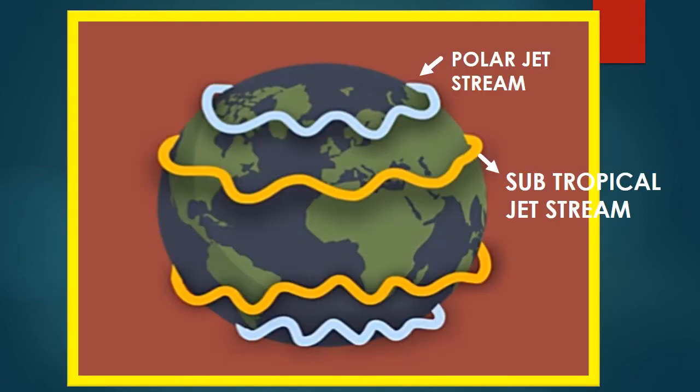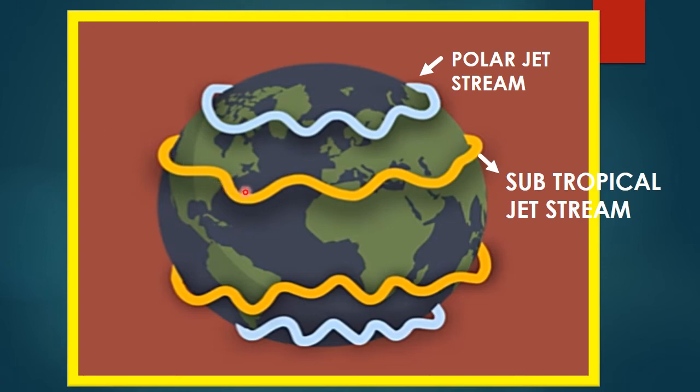So a jet stream is a type of air current that forms high in the atmosphere. They are narrow bands of strong winds that flow from west to east, because our Earth rotates from west to east. They flow all across the globe, all around the Earth, in a zigzag manner.